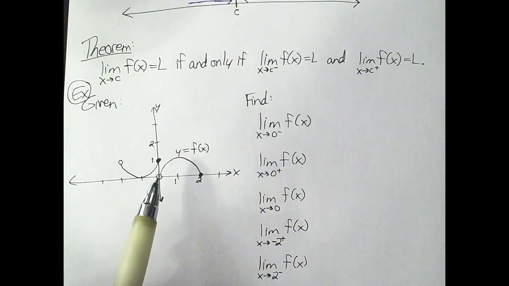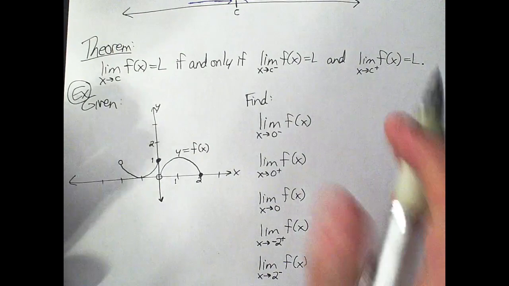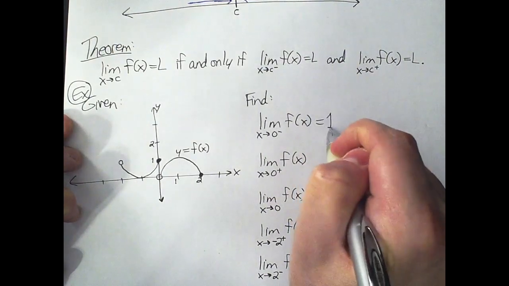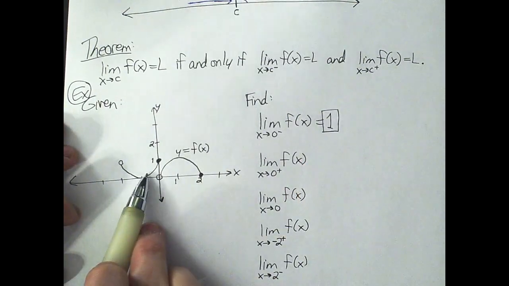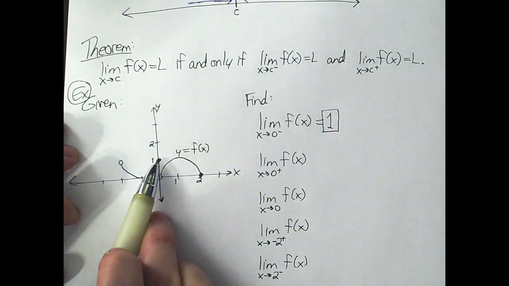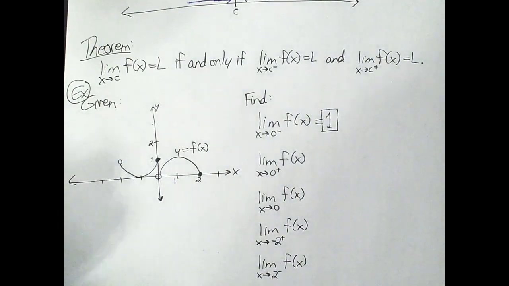We're on this function, we're approaching 0 on the x-axis here. We're approaching it from the left, so we're kind of on this part of the curve. We're going uphill from the left, so we're going to the right, and we're going up this hill. It looks like we are approaching a height of 1. We're going up, up, up, up, towards the height of 1.